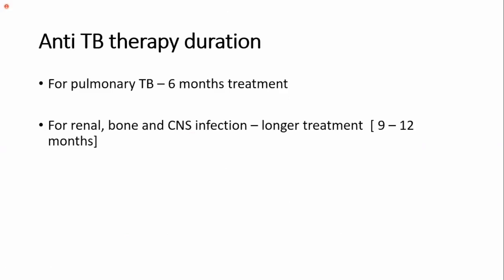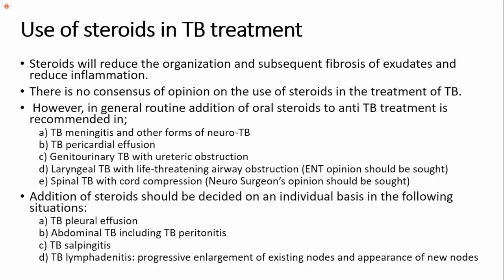Right, so the TB medicine treatment is, it's obvious, 6 months: 2 months of intensive phase and 4 months of continuation phase. But this changes. This is mainly for pulmonary tuberculosis, but if it involves bone disease, renal TB, or CNS tuberculosis, then you have different regimens. It ranges from 9 months to 12 months based on the area that is affected.